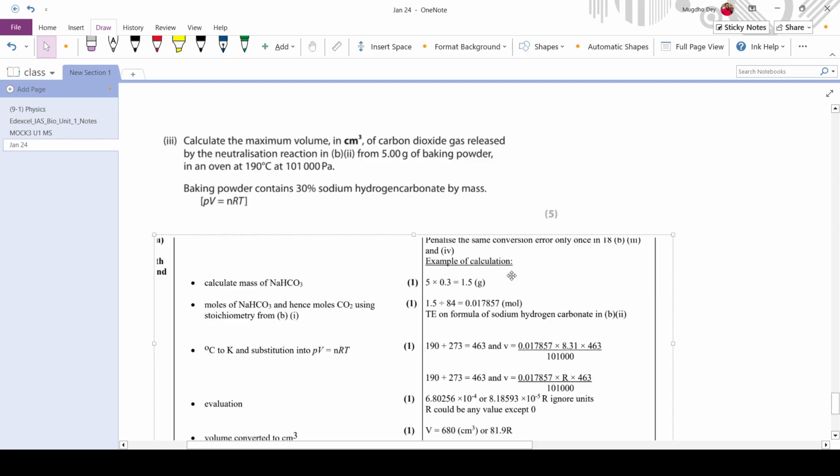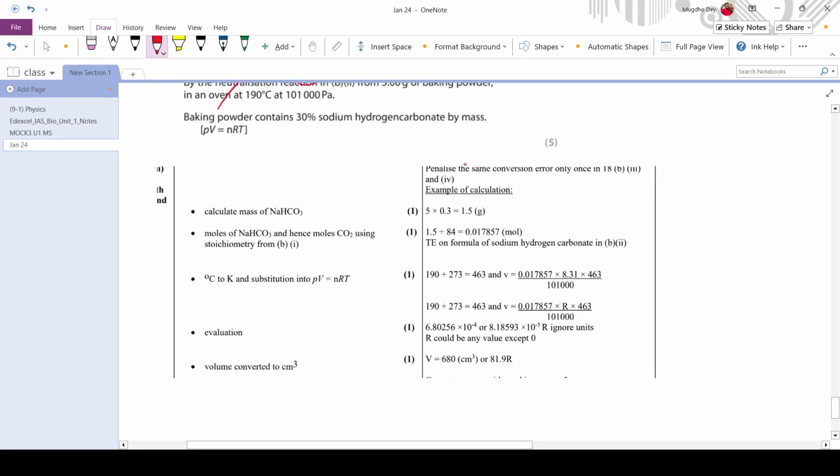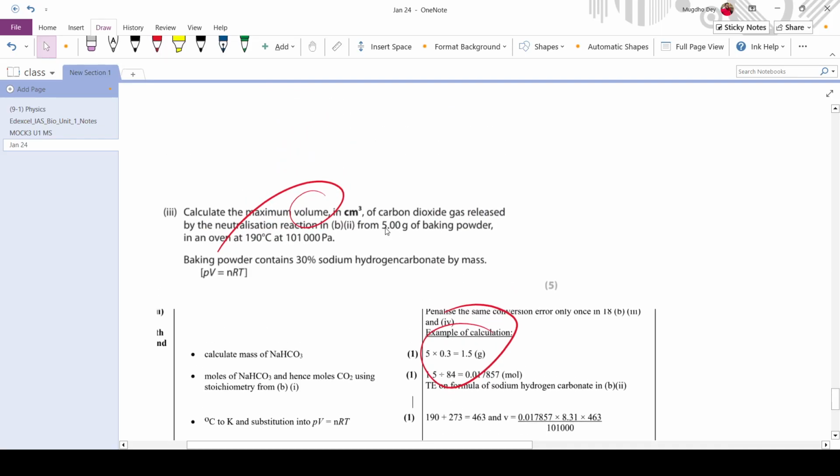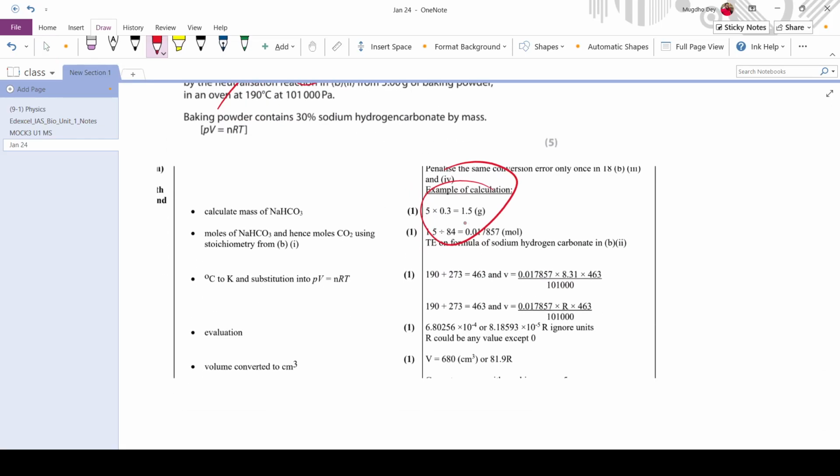You calculate the mass. They told you to calculate the maximum volume, right? So evaluation is what? You need to find V. So at first you calculate the mass. How can you calculate? You know the moles. You know the molar mass. So you just do that.